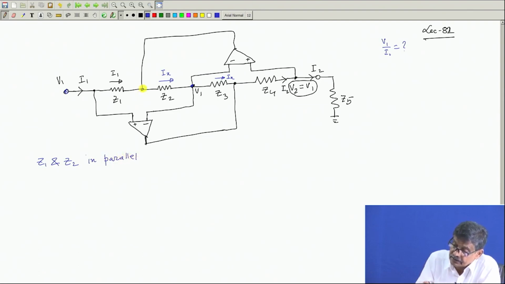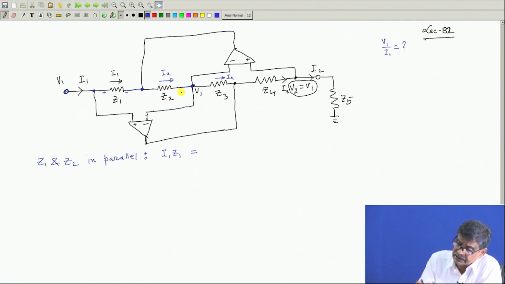Why? Because there is a common point. This end is connected here. What about the other ends of Z1 and Z2? There is no voltage difference, so the potential of this point is the same as this point. Therefore, Z1 and Z2 are in parallel. It has to be. If that is the case, then the voltage drop across Z1, with this plus and this minus, is I1 into Z1.